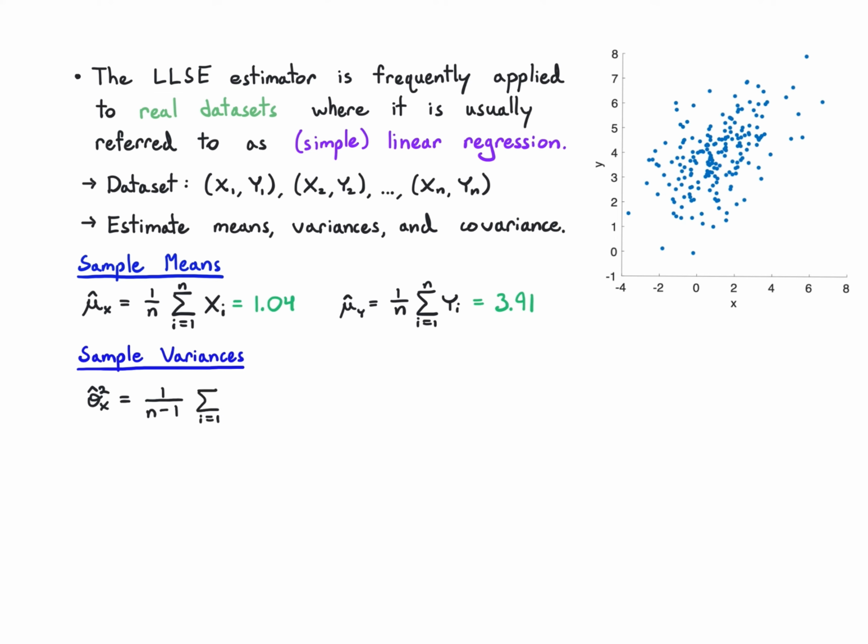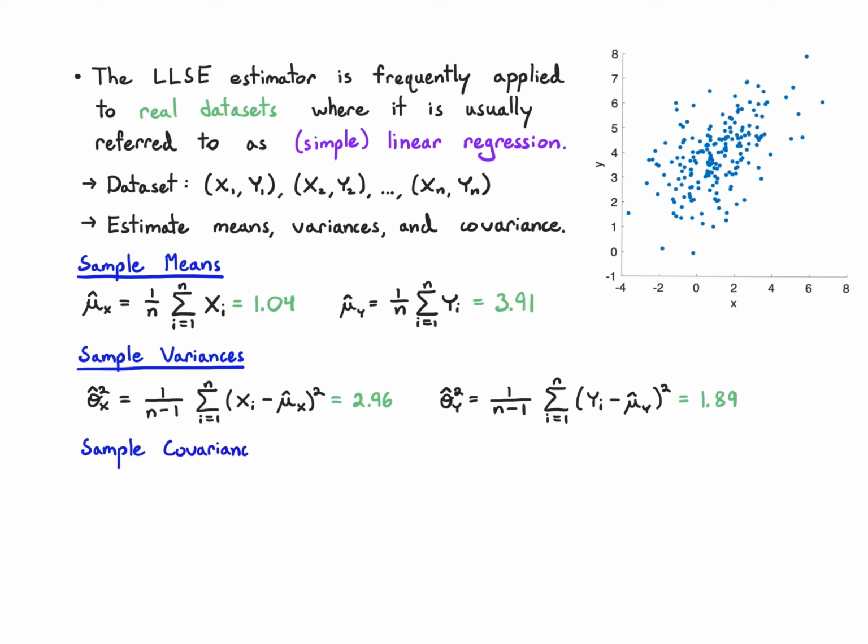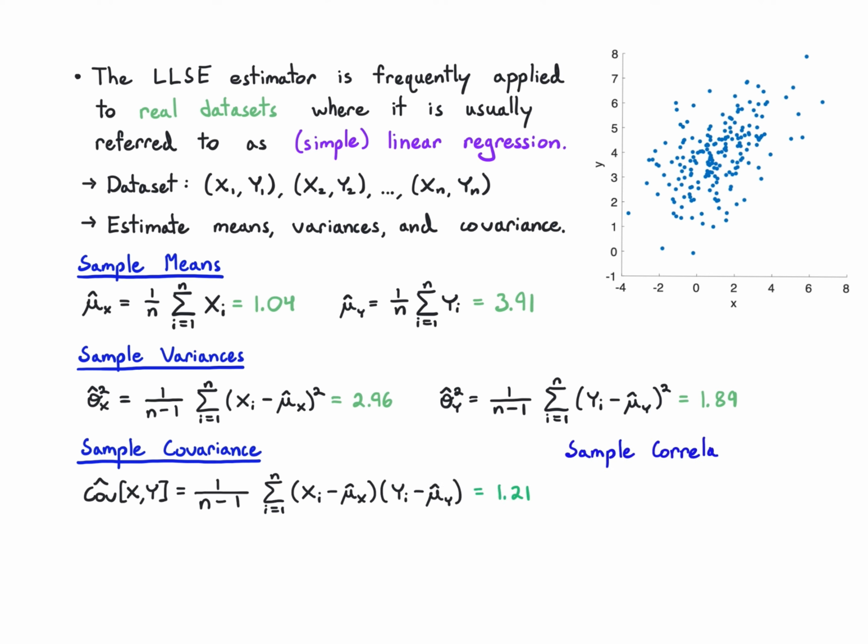Sample variances, I do the same thing, except I average x minus its mean squared. And for y, I average y minus its mean squared. I'll say a little bit about this 1 over n minus 1 in just a second. For the sample covariance, I do the same thing as the variances, except I have xi minus its mean times yi minus its mean. That's what I'm averaging. And then to get the sample correlation coefficient, I just put together the numbers I've already calculated, so just covariance over standard deviations multiplied together.